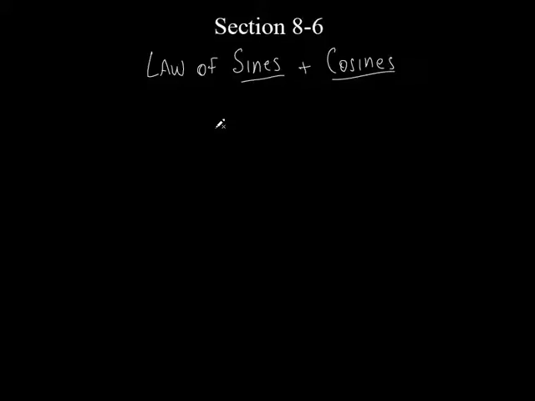All right. Well, we've learned how to find missing sides and missing angles if we had a right triangle. So far, everything we've basically done is about a right triangle.